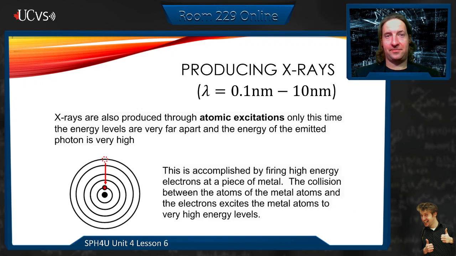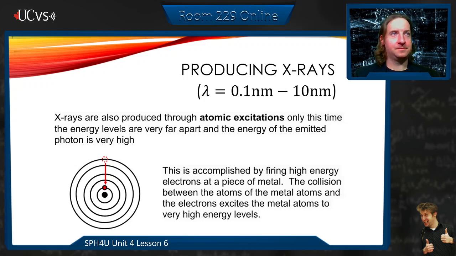All right. What about X-rays? Now, X-rays are even farther. So now we do atomic excitations, but from very, very high energy levels, like the 5th or 6th or 7th energy level. That's a huge amount of energy that's released, and it produces very high-powered, high-frequency light. And these are called X-rays.